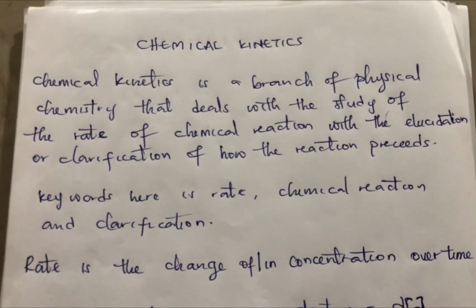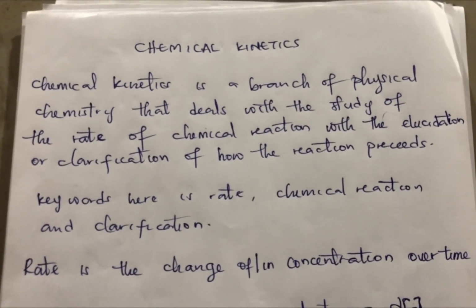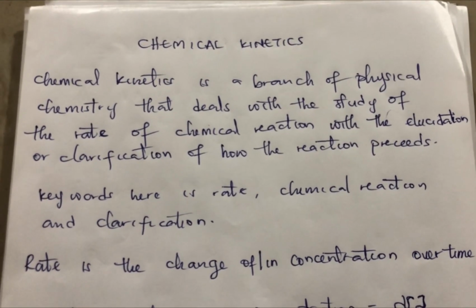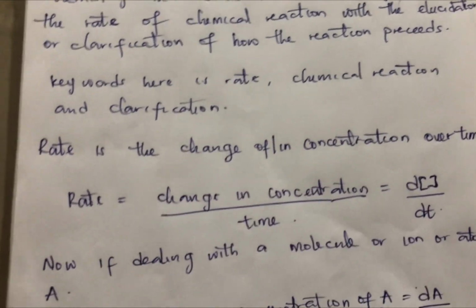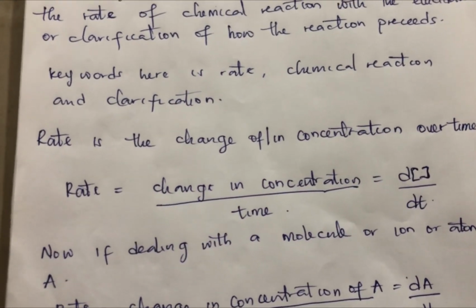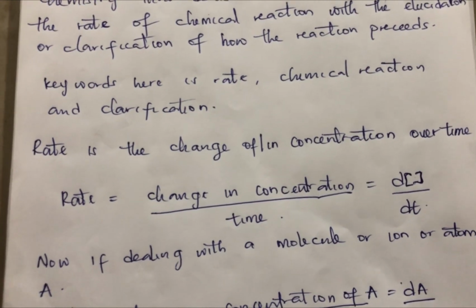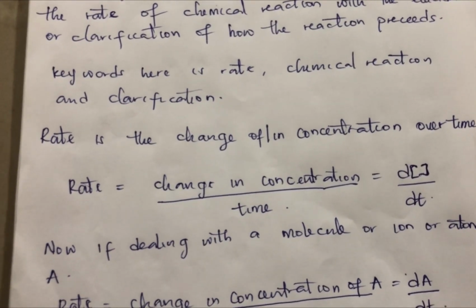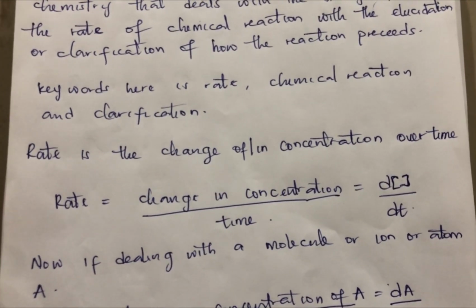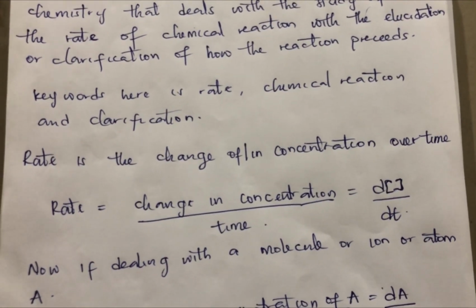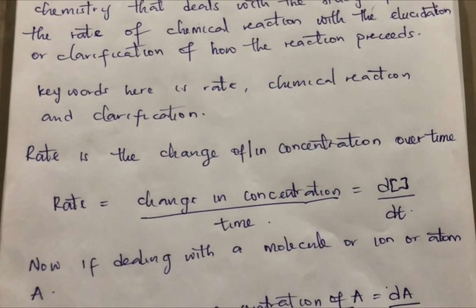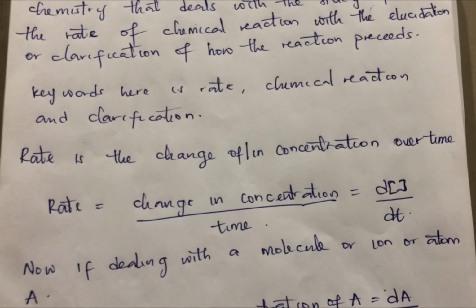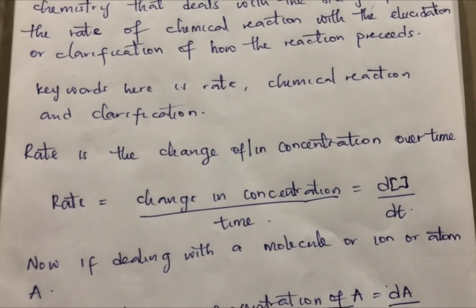Now, when you hear the word kinetics, obviously the first thing that comes to your mind is rate. And over a period of time, we just say, okay, rate. What exactly is rate? Now, we know that chemical kinetics is the branch of physical chemistry that deals with the study of rates of chemical reactions with the elucidation. The word elucidation there also means clarification.